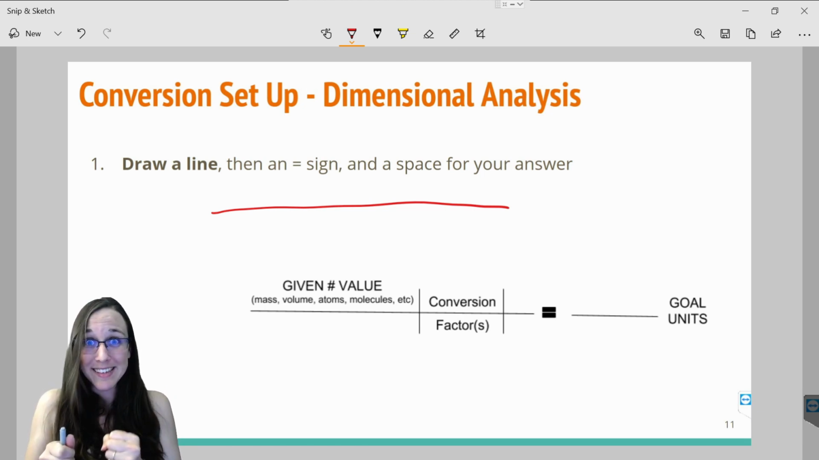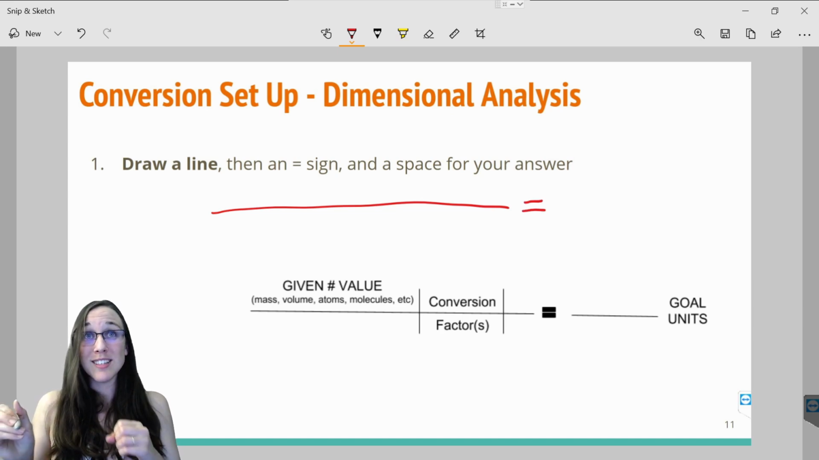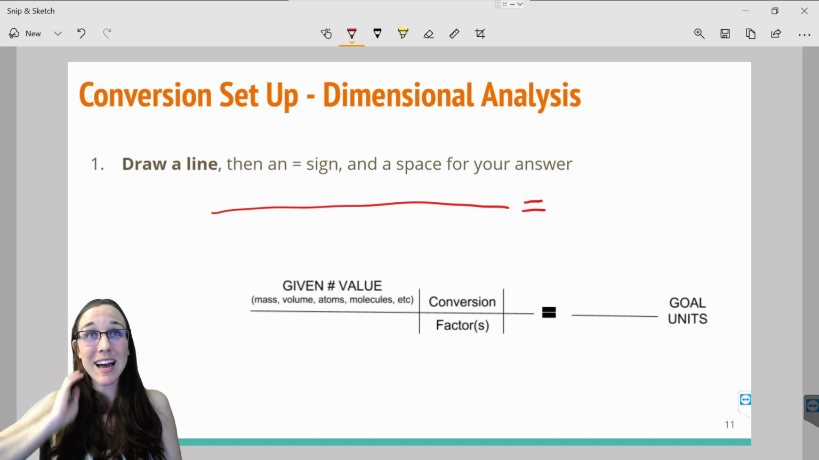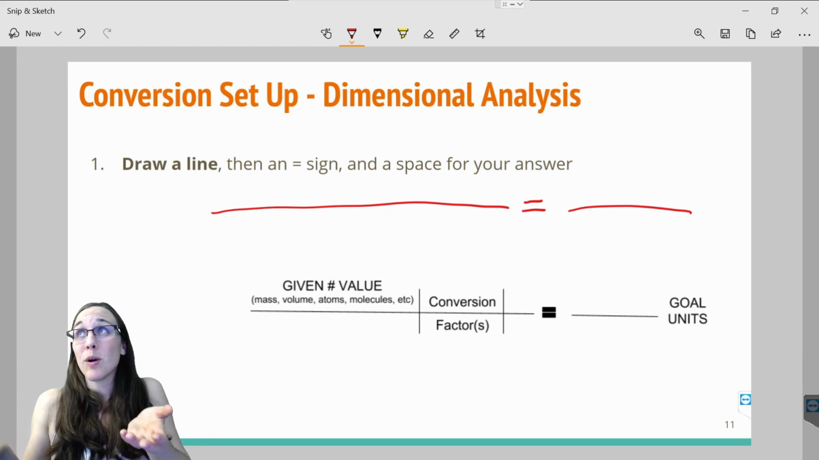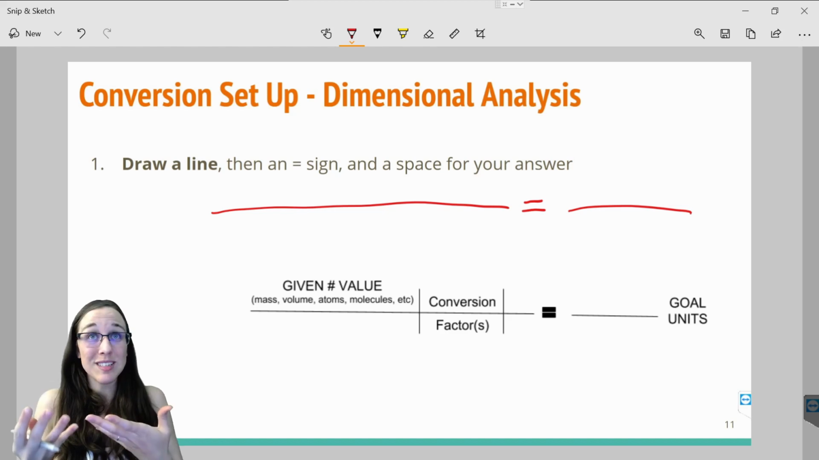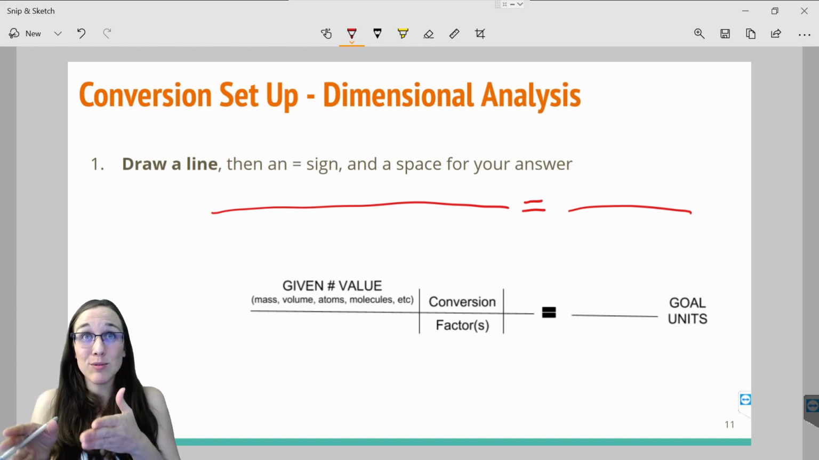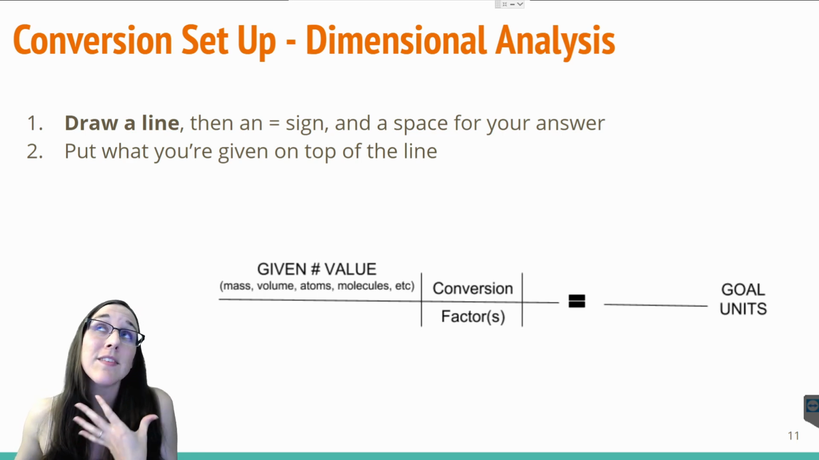You got this. We got a line, and now we're going to draw an equal sign because we're trying to solve something. So put an equal sign there. Now we also want a space for our answer. So draw another line. That's where we're going. We have a goal that we're trying to convert something to. Line, equal sign, line. Every single one of these math problems is going to give you something. It's their gift to you.